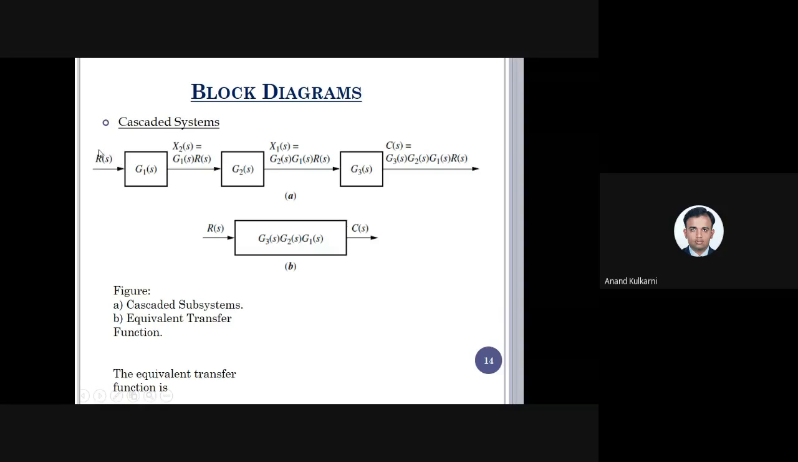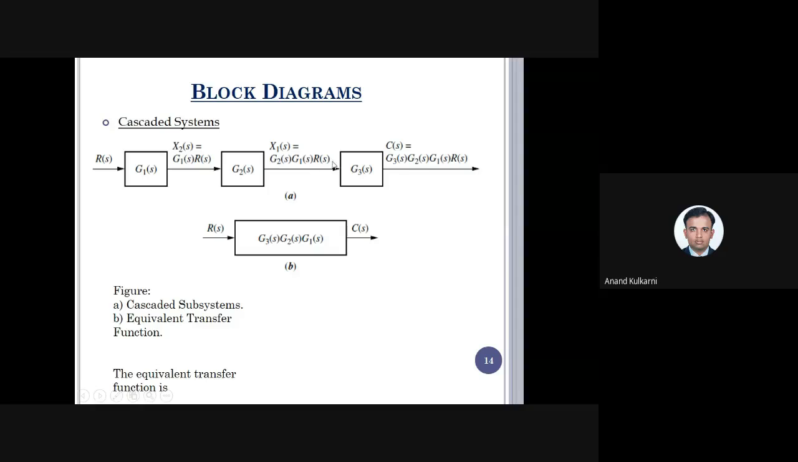Any confusion? Okay, see here, input was R of S, transfer function was G1 of S. So the output, whatever I'm going to get, is equal to R of S into G1 of S. So this output, which is coming from this block, becomes the input for the second block. So the input for this second block is G1 of S into R of S. Then what should be the output here? It is simple, G1 of S into R of S into G2 of S. That is nothing but the output.